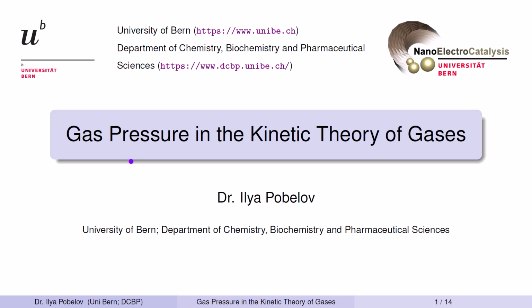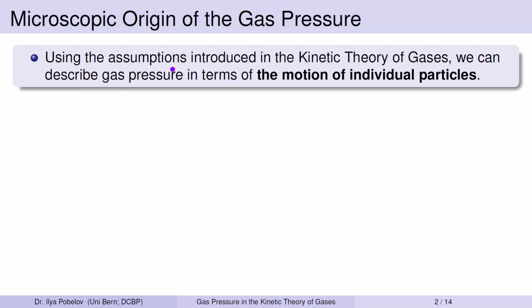In this module, we use the kinetic theory of gases to derive the pressure of an ideal gas from the motion of individual particles. Using the simple assumptions introduced in the kinetic theory of gases, we can now describe gas pressure in terms of the motion of individual particles.